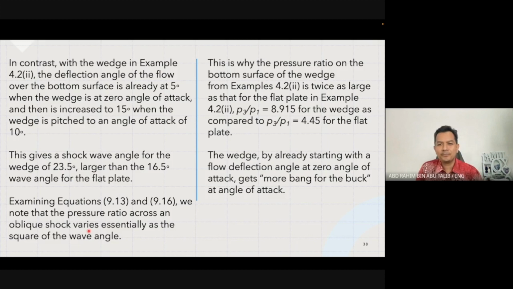angle. Okay, so this is why the pressure ratio on the bottom surface of the wedge is twice as large as that for the flat plate in example 4.21, which resulted in a pressure ratio of p3 over p1 equal to 8.915 for the wedge, compared to only 4.45 for the flat plate. All right, so the wedge, by already starting with a flow deflection angle at 0 angle of attack, gets more bang for the buck.